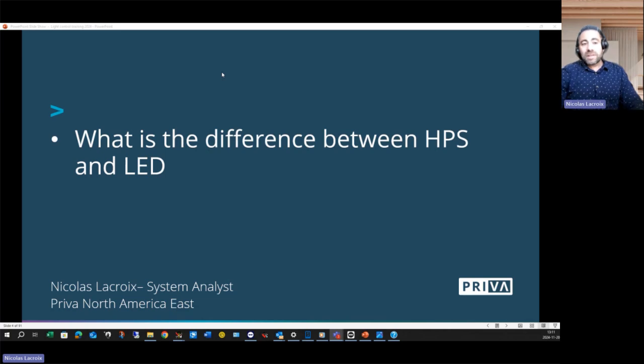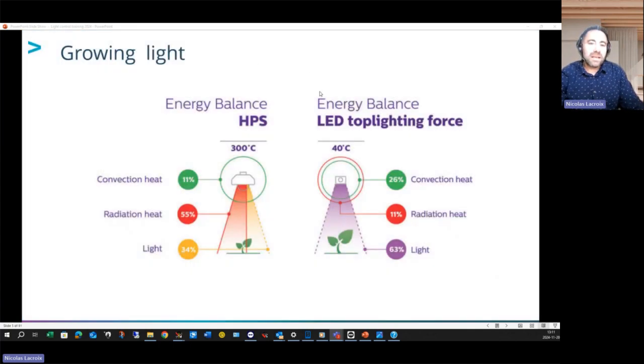So we'll start with, what is the difference between HPS and LED? Just a quick review. I think most of you already know, but as you can see, the HPS produce a lot more heat than light. They produce 11% convection heat, more or less, radiation heat 55%, and light about 34%. Compared to the LED, which produce 26% convection heat, 11% radiation heat, and 63% light.